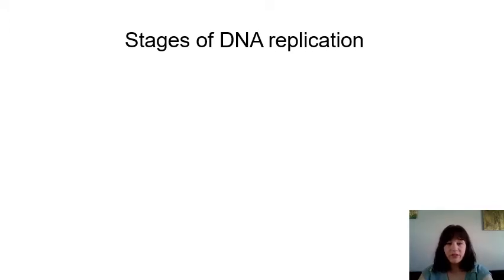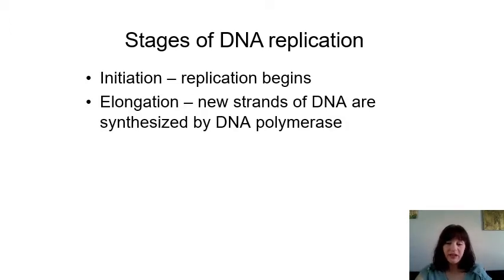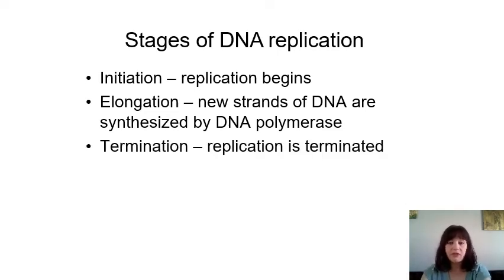Now, the stages of DNA replication can be broken down into three: basically beginning, middle, and end. We have initiation, where replication begins, so all of the machinery has to be brought together in the nucleus for the DNA to copy. Second, we have elongation, so the DNA polymerase is running and a new strand is being made. Ultimately, all the DNA gets copied and we have termination, so those enzymes and the machinery leave the DNA.